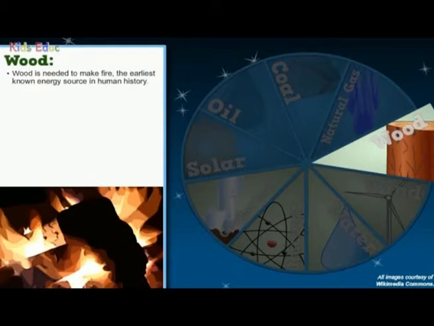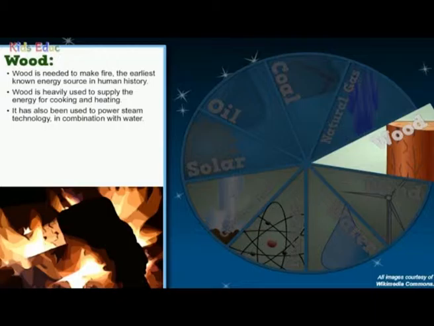Surprised to see wood on our list of energy sources? Don't be. Wood is needed to make fire, the earliest known energy source in human history. Wood is heavily used to supply the energy for cooking and heating. It has also been used to power steam technology in combination with water. Wood is a renewable resource because trees can be replaced. But we have to be careful how much we use wood products because trees take years to grow.